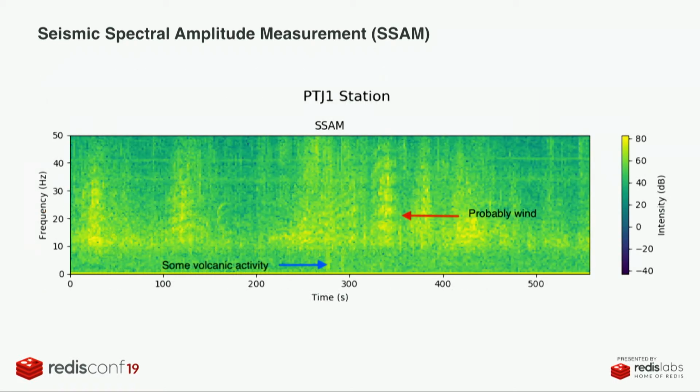The plot that we have when we complete this calculation is this spectrum. This is a spectrum that has information about the frequency of the measurement. For example, they could identify that these yellow lines in the center are probably wind. But in the frequencies lower than 10 hertz, there are short lines that represent some volcanic activity. So they could discard all the information because they notice that it's not specifically related to the volcano.